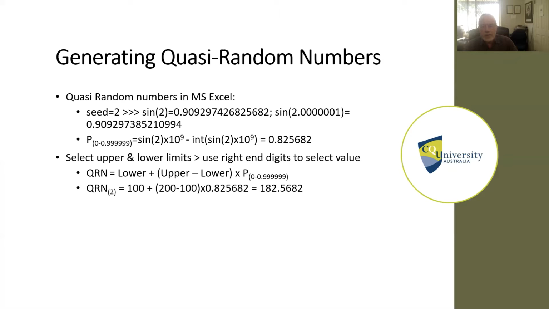And if the seed wasn't 2 but 2.00000001, the number looks entirely different, even though the seed is extremely close.